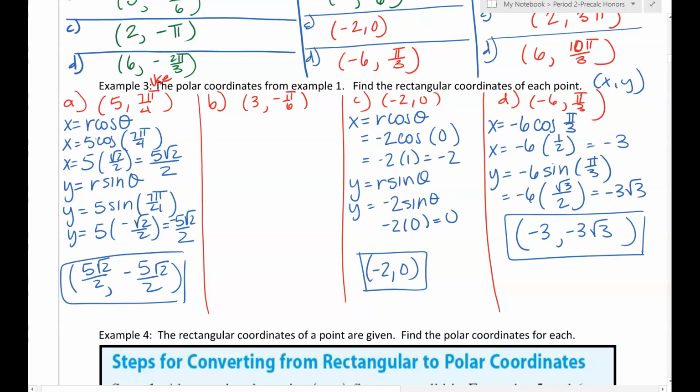So hopefully by now you should have an answer for B. Did you come up with 3 radical 3 all over 2, comma, negative 3 over 2? Okay. Hopefully you guys have a matching answer for B. If not, make sure you ask me to go over it in class for you.